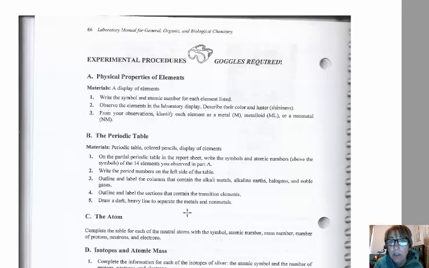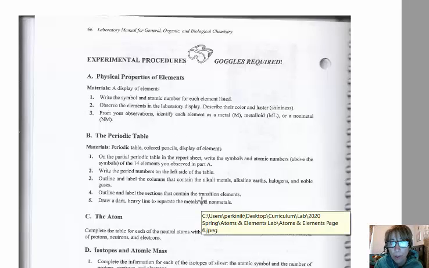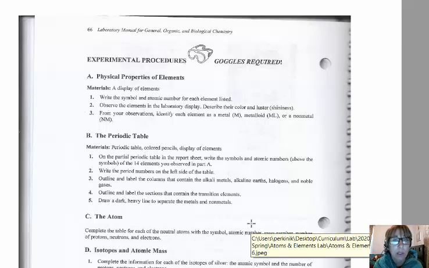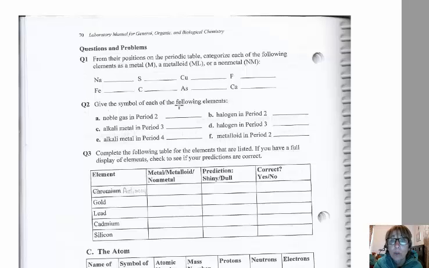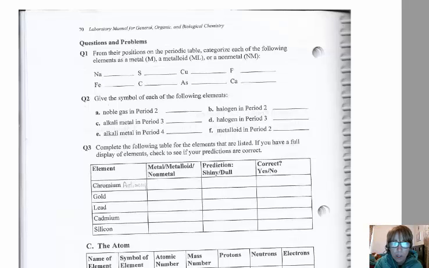And again, you can kind of just put an arrow towards that. And draw a dark heavy line to separate the metals and the nonmetals. So all of these features I'm going to be grading, so make sure you follow these directions and it's clear on your lab report sheet. Do not forget to answer the questions and problems. All of these are going to be graded, and just be really careful. You can do it, but a lot of times there are careless errors.